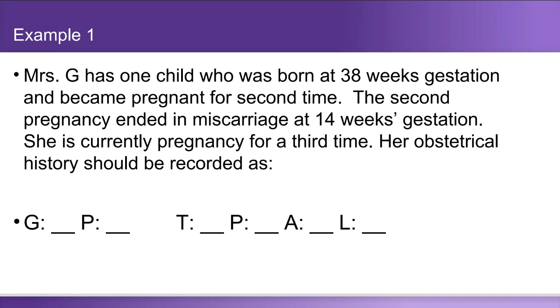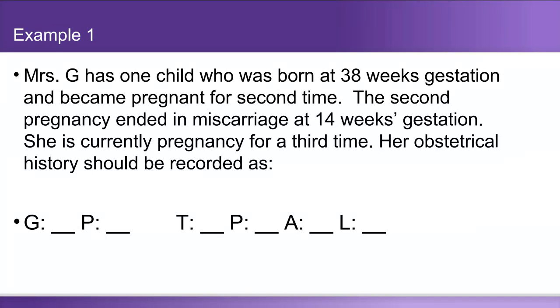And then she had a second pregnancy, and so she became pregnant for a second time. So we know now that she's had at least 2 pregnancies, so she's a gravida 2. But this time it ended in miscarriage at 14 weeks. So we would still count our first term baby. We've had no preterm babies. We've had 1 abortion, okay? Now she's currently pregnant for a 3rd time. So automatically we know she's a gravida 3. This is her 3rd pregnancy.